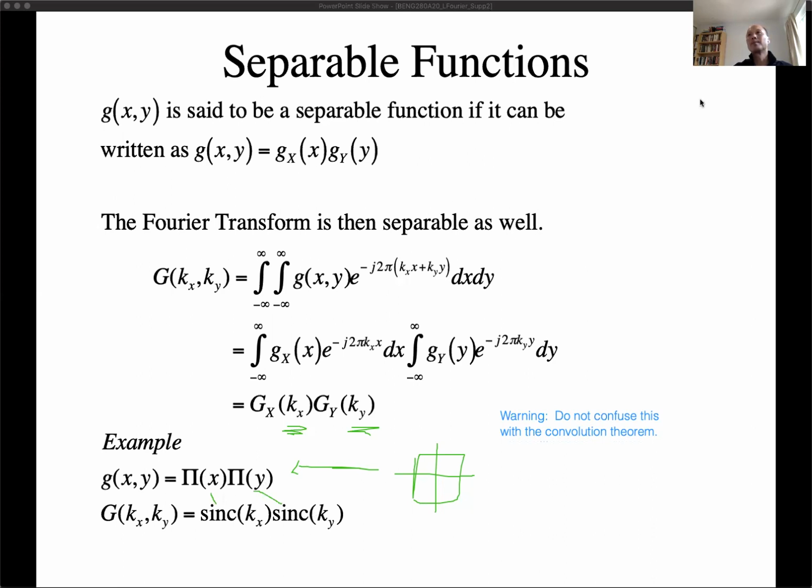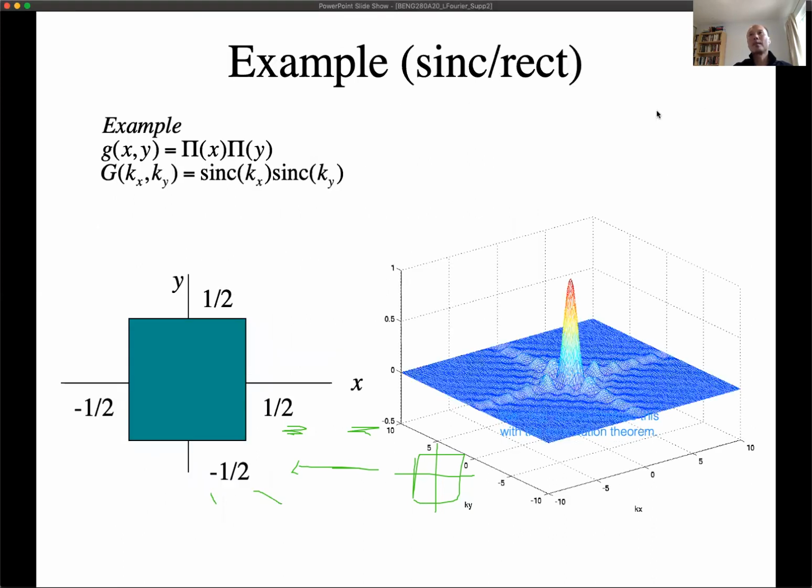Right? And that's shown here, where this is my two-dimensional rect function, and this is the two-dimensional sinc function. Okay, so we'll see a lot of this throughout the class, where we're going to have a lot of these rect functions because we're going to be delimiting what area we look at. And anytime we do that, we can imagine in the other domain, it's going to involve a two-dimensional sinc function that looks like that.